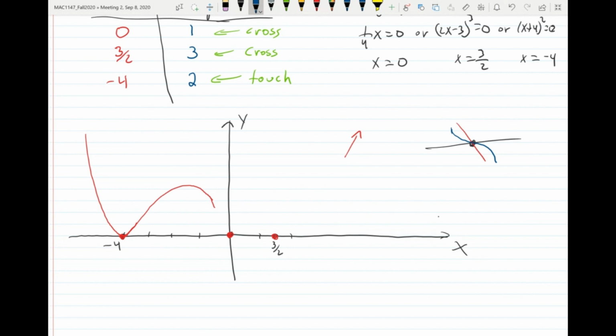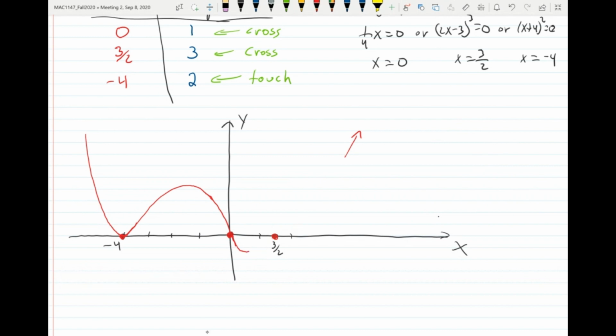If you have multiplicity 5, you cross like x to the 5, and so on. In this case, we're going to cross like a line, so just cross 0. If you zoom in, you're going to see something straight. At some point here, we need to come back up, and then when we come back up, we need to cross 3/2 with multiplicity 3, meaning it has to look like a cube.